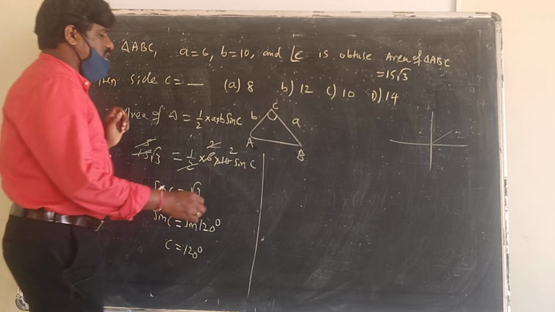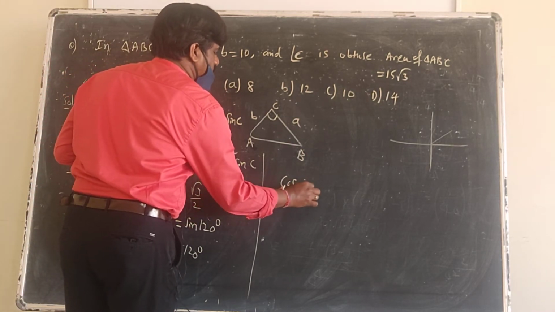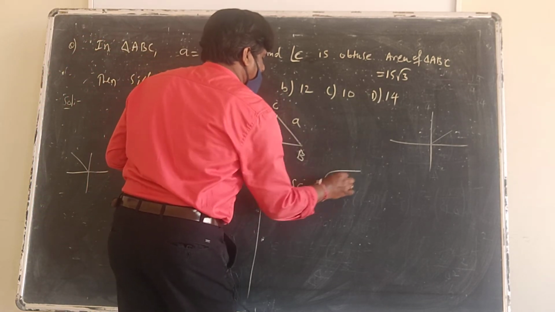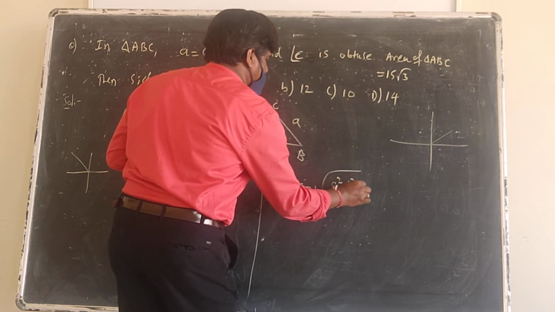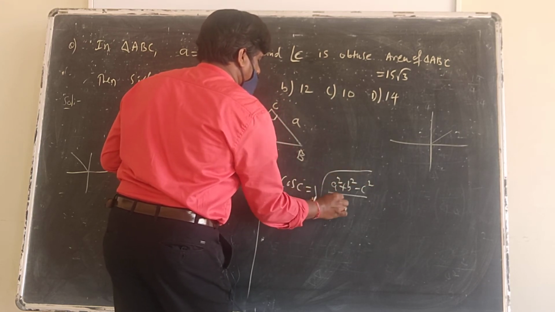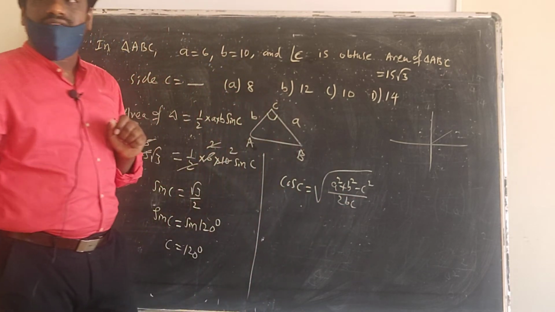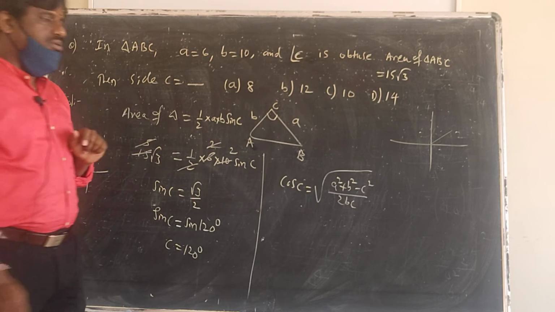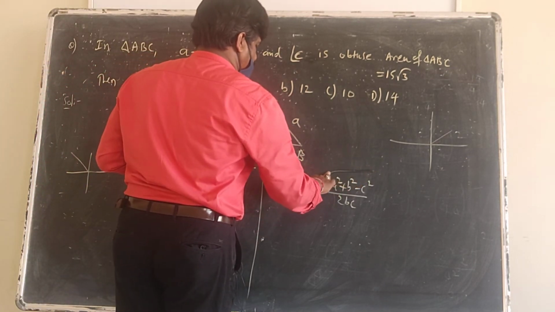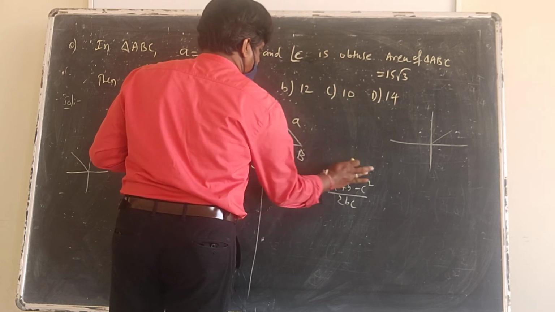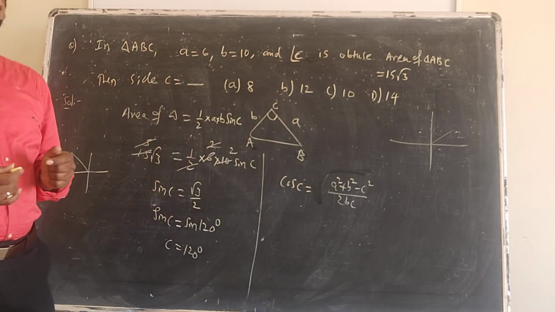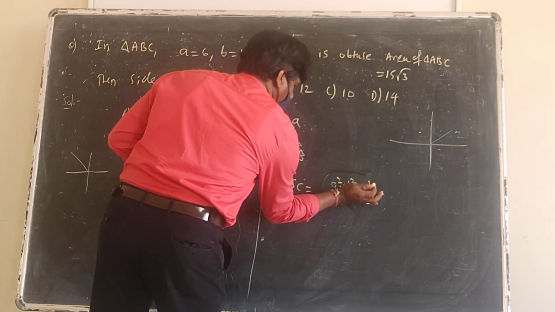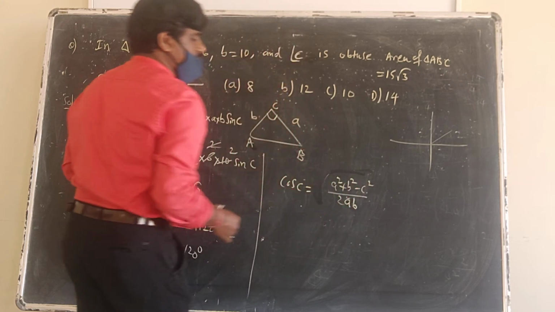So cos C, apply the formula. Cos C is equal to A square plus B square minus C square divided by 2BC. Is there a square root or not? A square plus B square, no square roots. A square plus B square minus C square upon 2AB. Yes, 2AB, because C is the angle here, so you get AB.